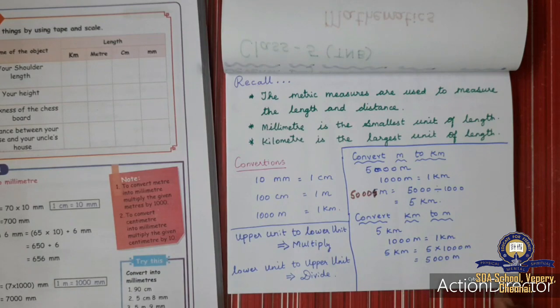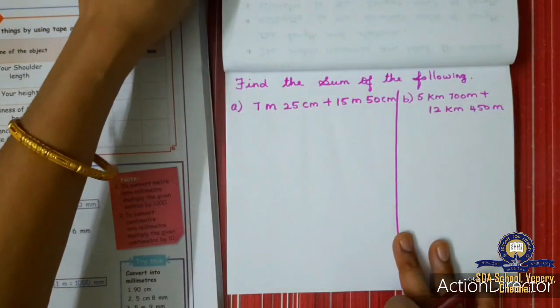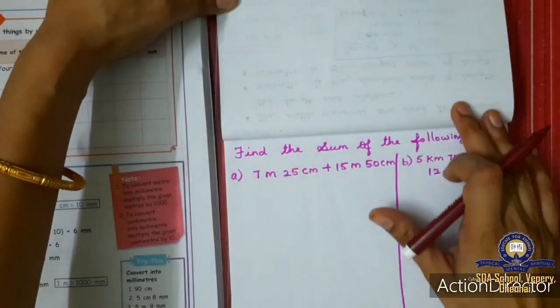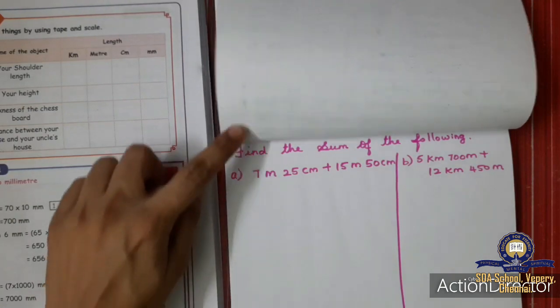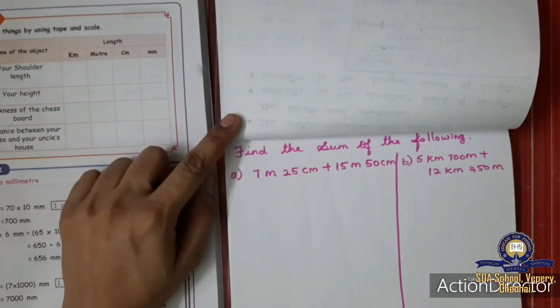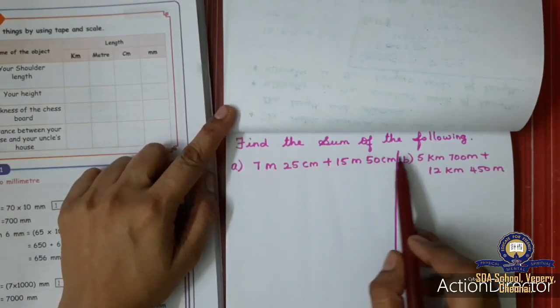Okay children, now let's move on to today's class. Today we are going to learn about operations, that is addition, subtraction, multiplication and division. This class we shall see addition and subtraction. So find the sum of the following.